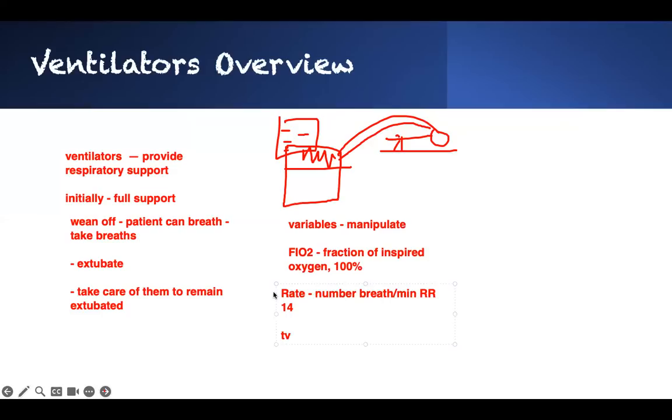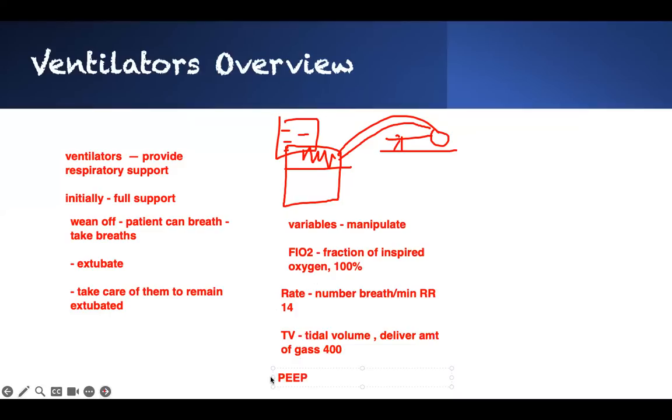Then there's TV. This is the tidal volume. Basically, the amount of gas delivered. The machine would deliver an amount of gas. Sometimes you can give them 400, depending on their lung volume, 500, 600. So we give it to you based on your lung volume. And that is very, very important. And so that's what the machine would usually deliver based on what we set.